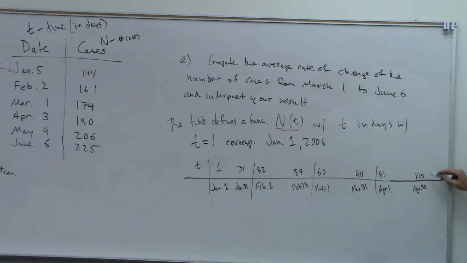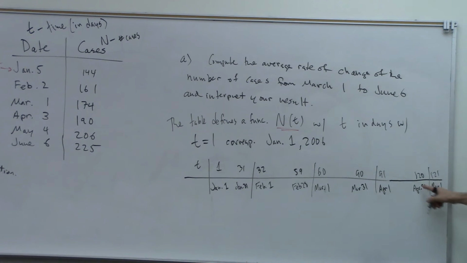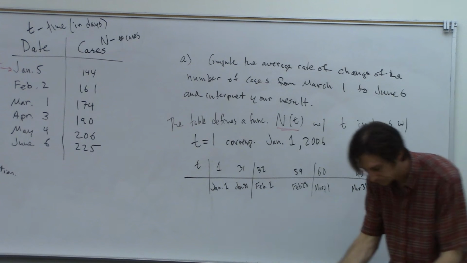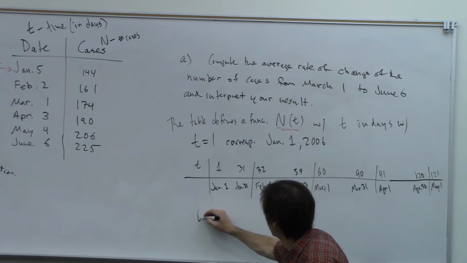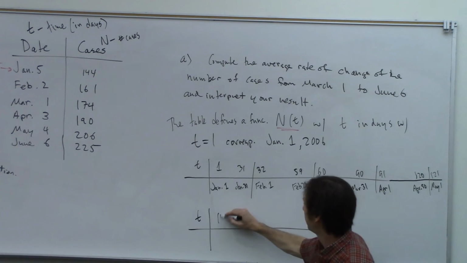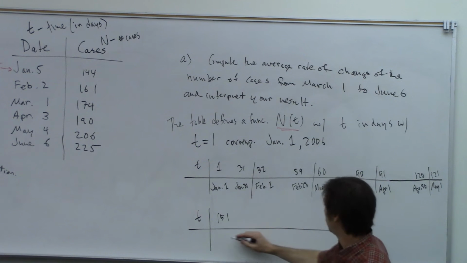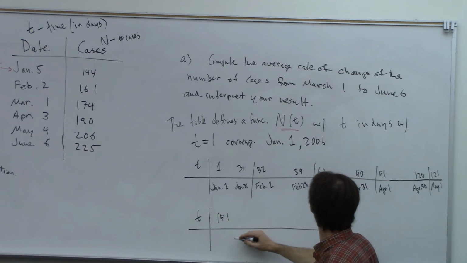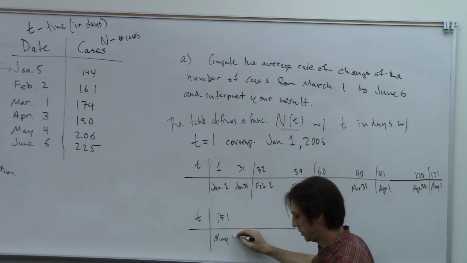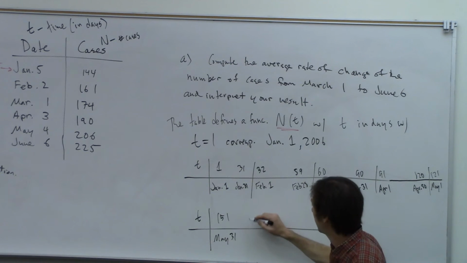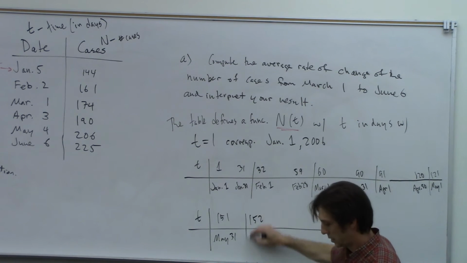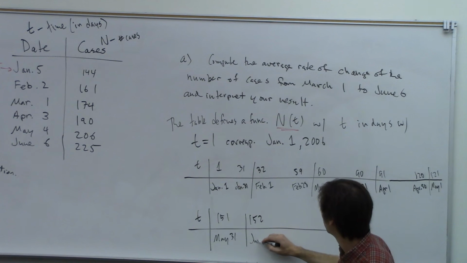Okay, I think we see where we're going. The T value of 121 is May 1st. If I'm running out of room here, May has 31 days. So a T value of 151 would be May 31st. The T value of 152 is June 1st.